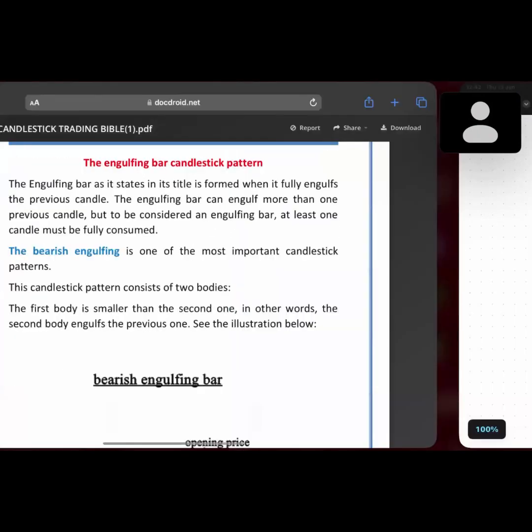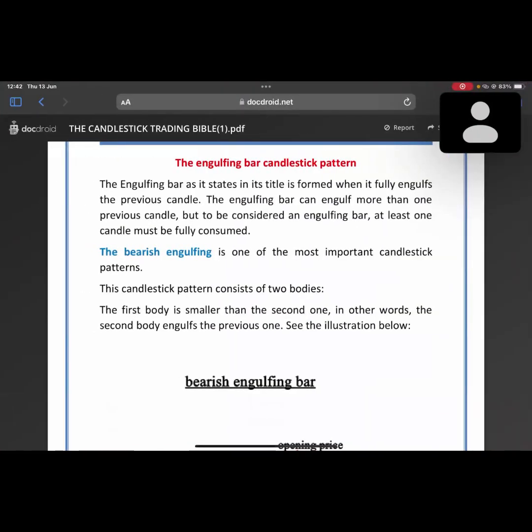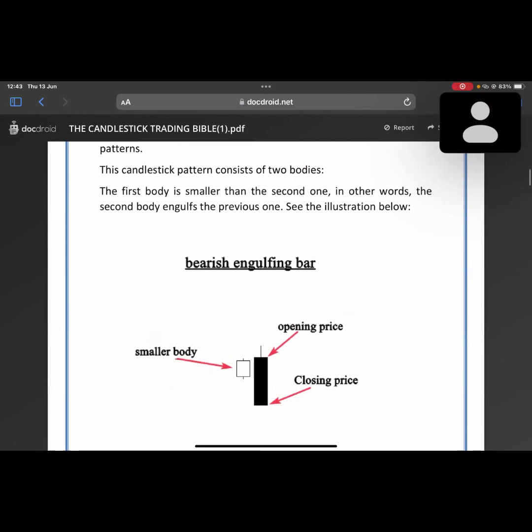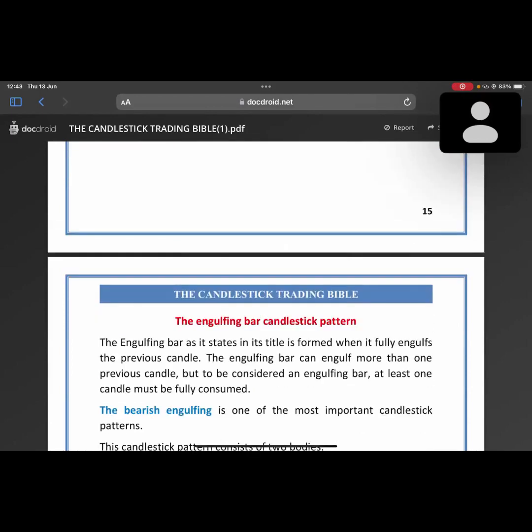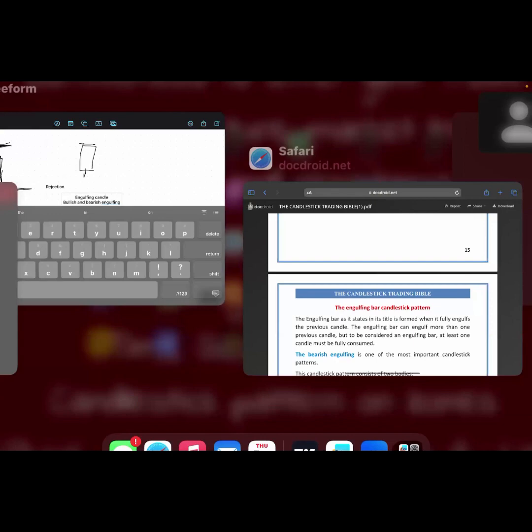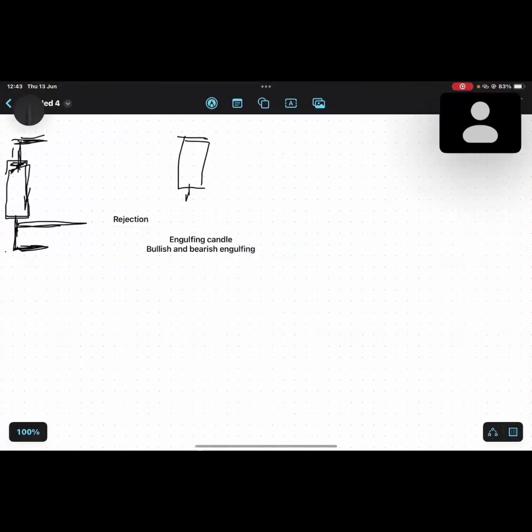The engulfing candle is the most popular candlestick pattern we have. Almost everybody knows the engulfing candle, so it's quite easy to spot. The engulfing candle is formed with two candles. Like the name goes, it's an engulfing candle. So how is it formed? Your first candle is usually a small candle. Then your second candle is bigger, engulfing the previous candle. So that's why it's called an engulfing.